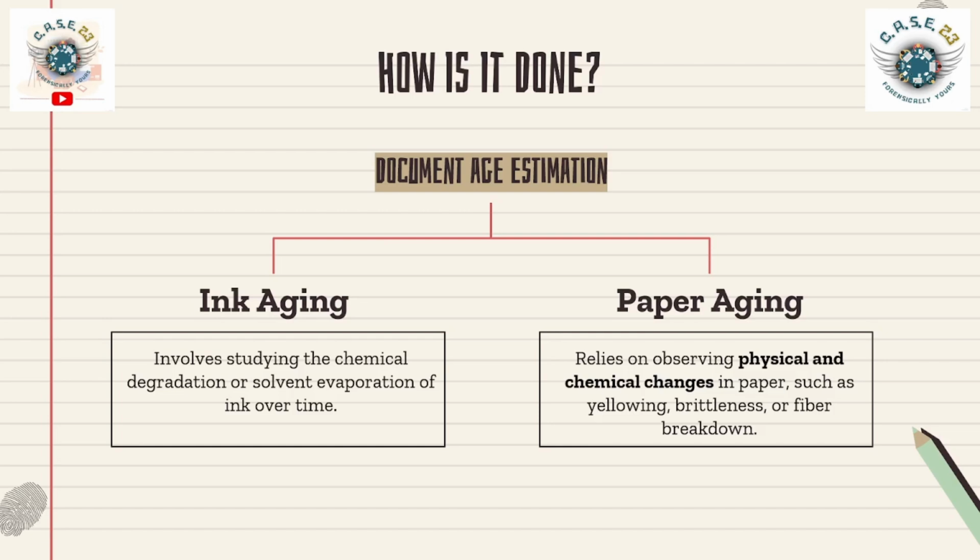So the process of document age estimation can be done in two ways. First is ink aging, then paper aging. Ink aging generally involves studying the chemical degradation or solvent evaporation of ink over time. And similarly, paper aging relies on observing the physical and chemical changes in paper, such as yellowing, brittleness, or fiber breakdown. And I will give you a detailed explanation for both.